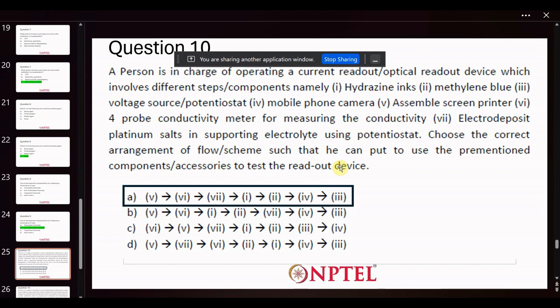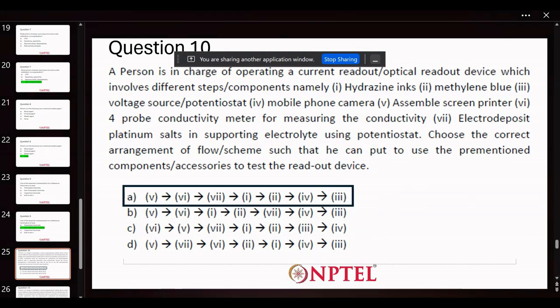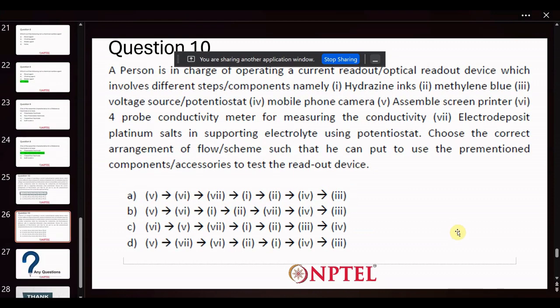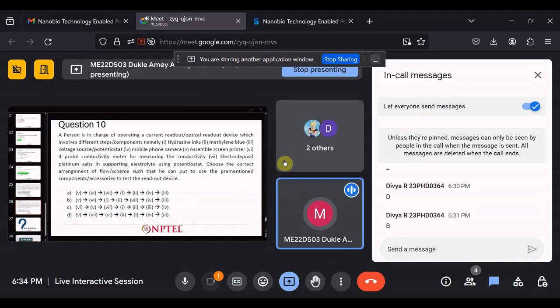So what do you think will be the answer? I guess I gave the answer earlier. I messed up with the slide arrangement. So you already know the answer, but yeah. What do you think will be the answer?